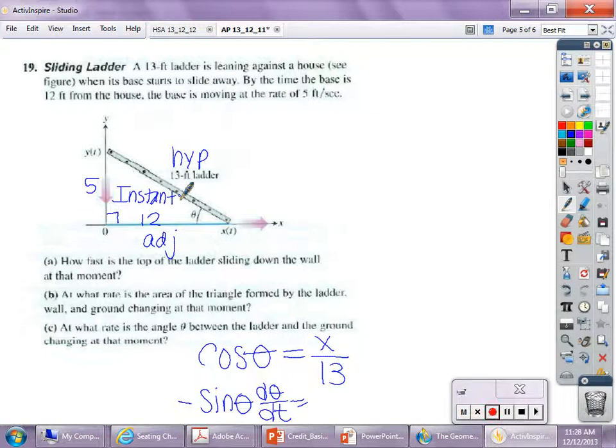What I will say, though, for number 3, please understand you're not optimizing all the way. You're just giving me the formula. The formula you're going to optimize.